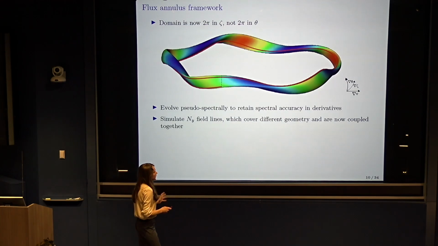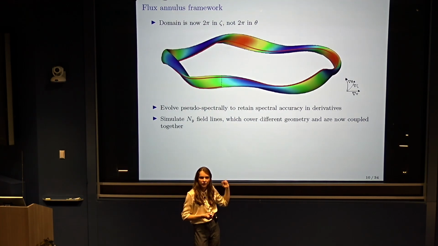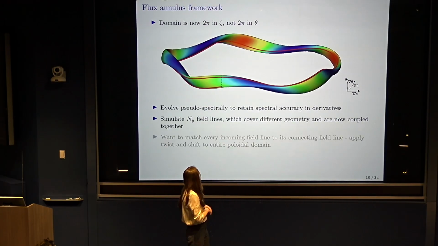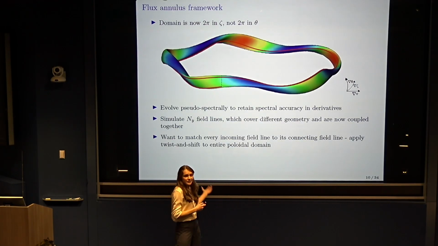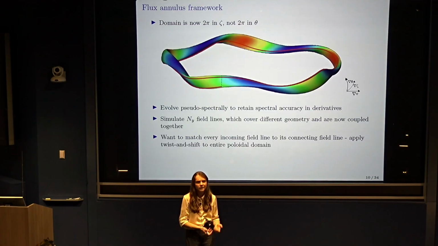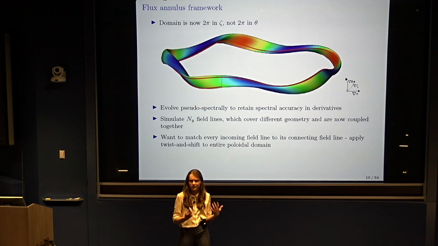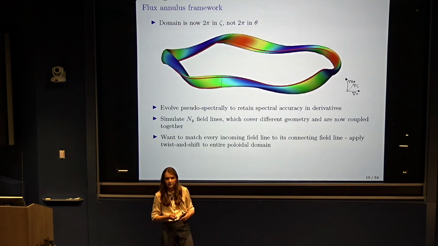So now what I'm going to do, instead of just considering a single field line, I'm actually going to populate the surface with a bunch of field lines. And I'm going to consider that as my new domain. I want to still apply twist and shift because I still have a physically periodic device. My stellarator is still a physical thing. I still need to apply the same twist and shift boundary conditions, but it's just now going to be to an entire surface, not to a single field line.